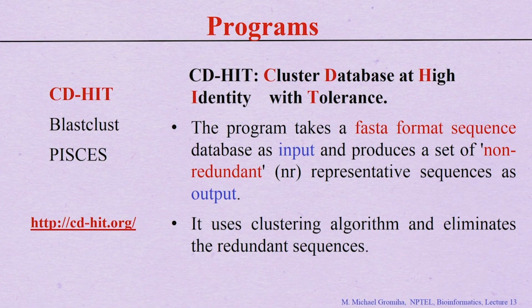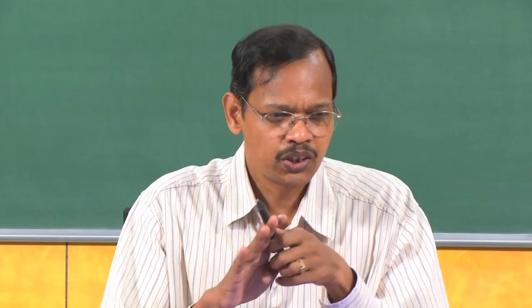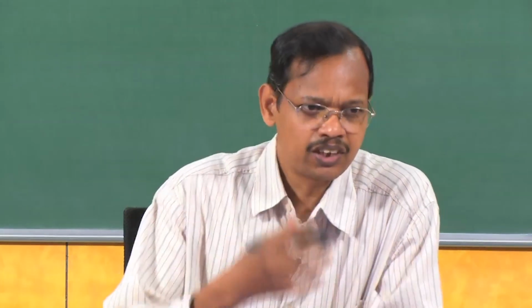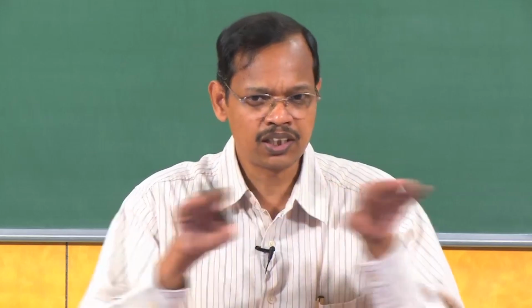One of the most popular software is called CD-HIT. CD-HIT refers to Cluster Database at High Identity with Tolerance. So, what does this program do? Our aim is to get the non-redundant sequences. For example, if you have 1000 sequences or 10,000 sequences, you need to extract the non-redundant data from this initial data set. So, here you have to give these sequences as input, because in this case we need to remove redundancy from the sequence.